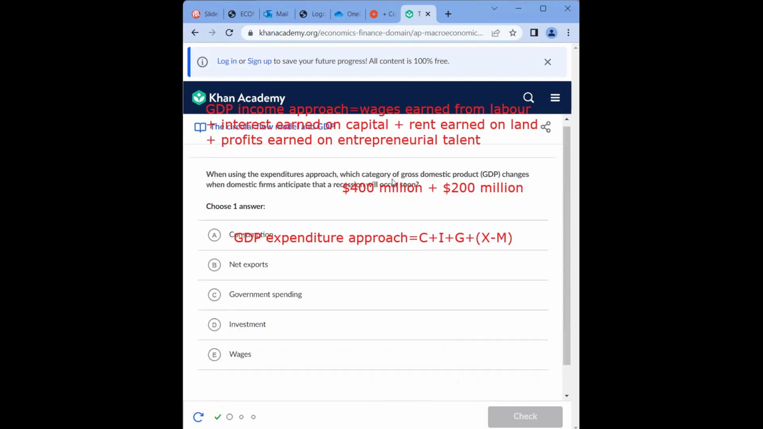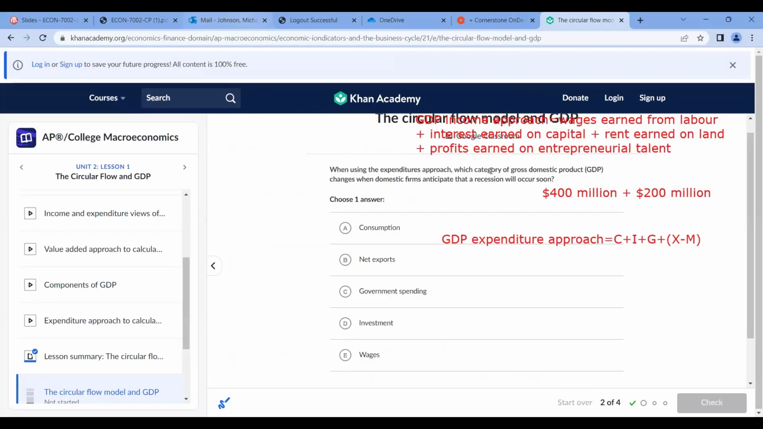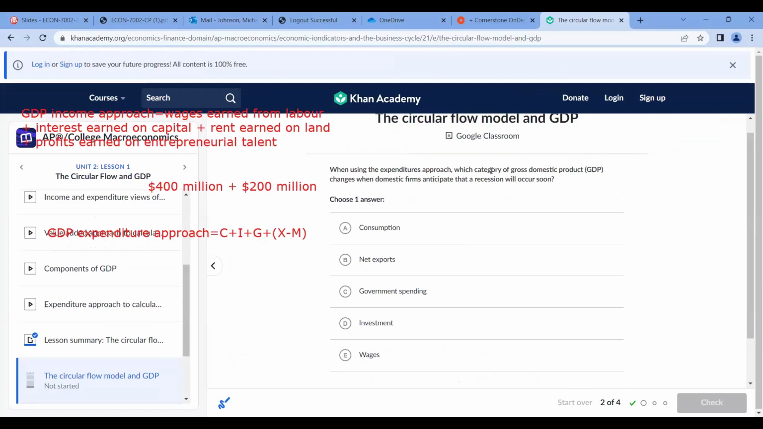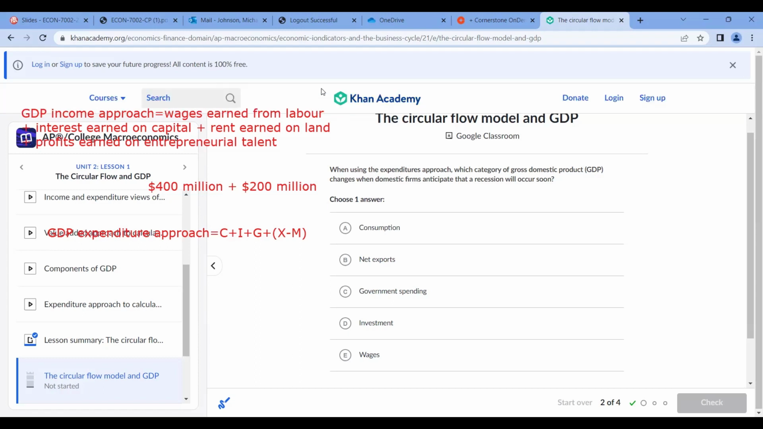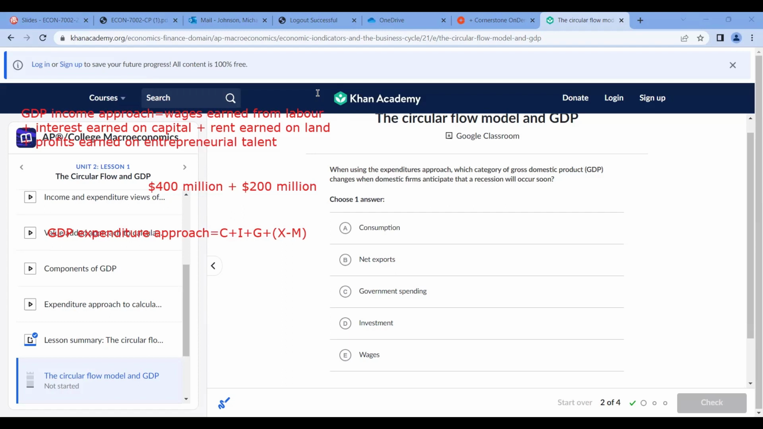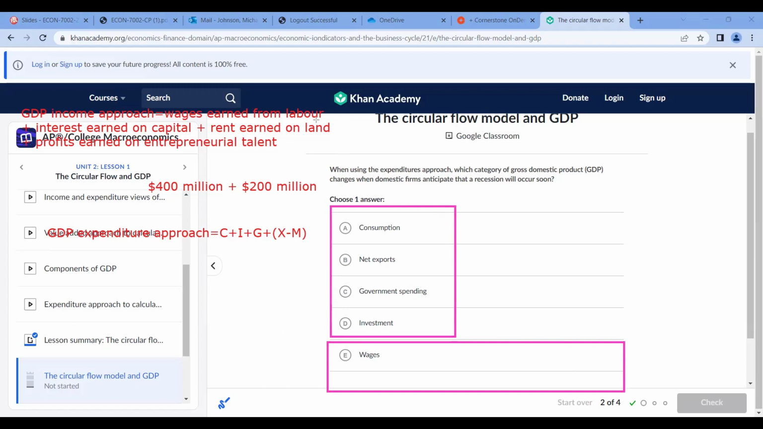Then next question here. When using the expenditures approach, which category of gross domestic product, GDP, changes when domestic firms anticipate that a recession will occur soon? Wages? For the expenditure approach, you would have consumption, net exports, government spending, investment. Wages would be part of the income approach. But good try. So this would be the income approach, and here would be the expenditure approach.